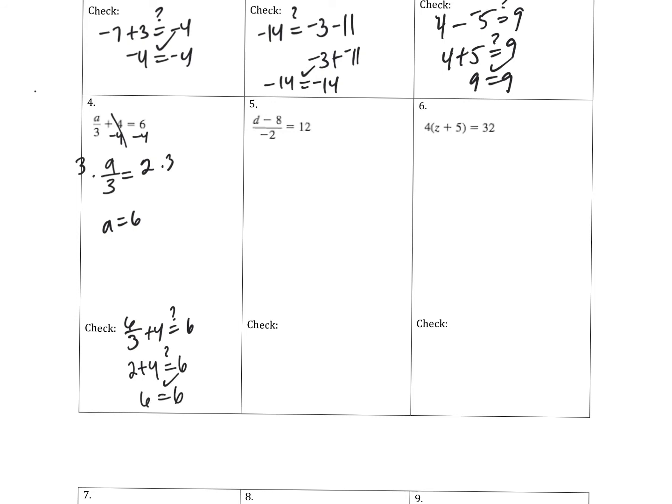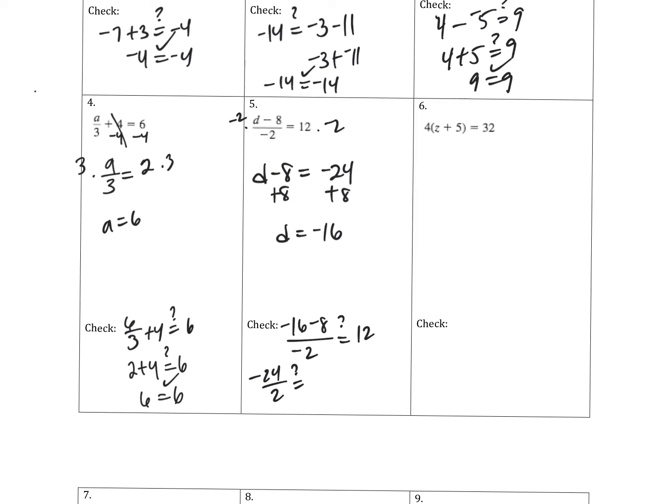So we're good. Over here, I've got d minus 8 divided by negative 2 equals 12. So we're going to get rid of the negative 2 first by multiplying both sides by negative 2. D minus 8 equals 12 times negative 2, which is negative 24. Now we add 8 to both sides and get d equals negative 16. Let's check. Negative 16 minus 8 over negative 2, does that equal 12? Negative 16 minus 8 is negative 24 over negative 2, and negative 24 divided by negative 2 is 12, which is equal to 12.